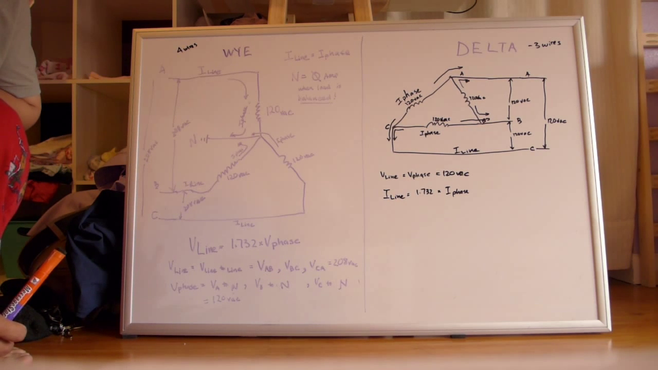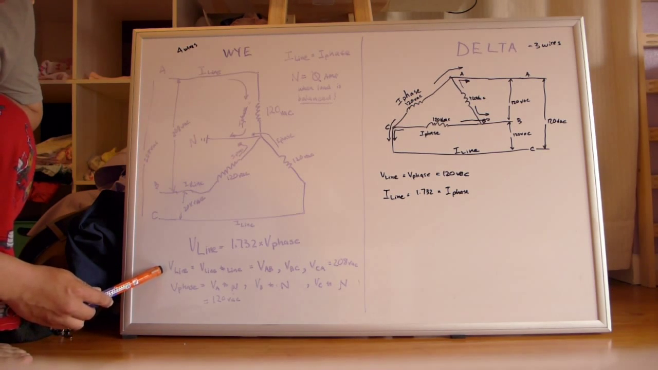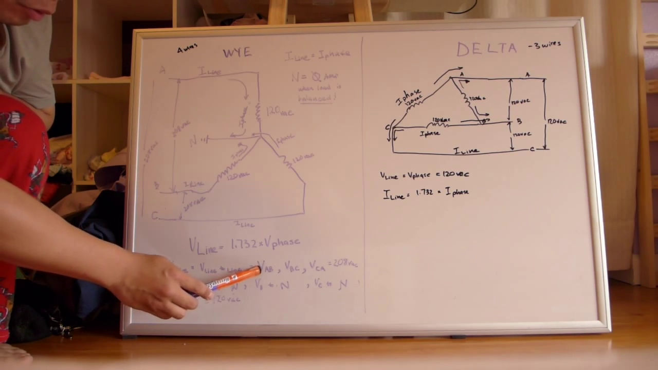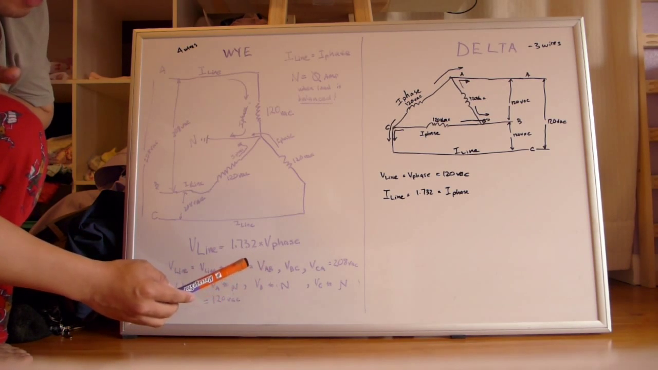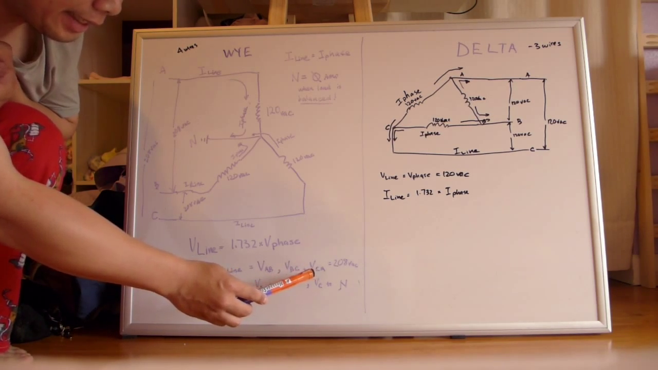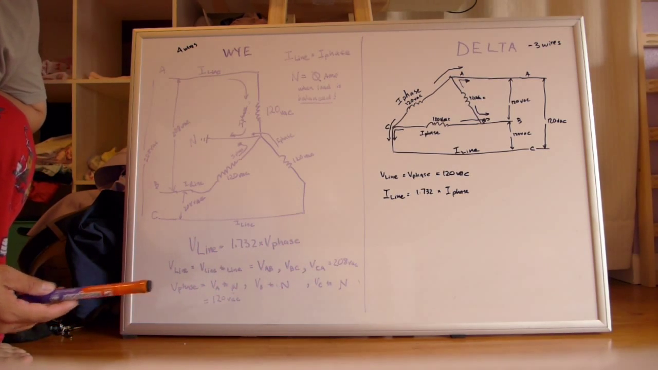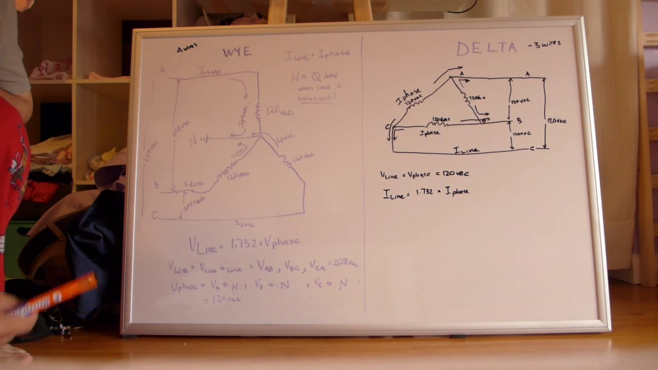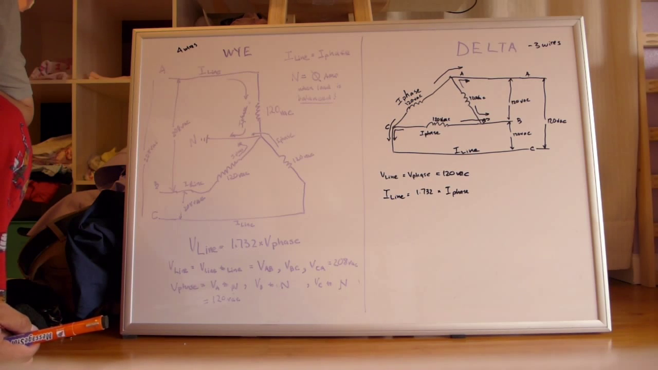So in order to understand this, you gotta know a couple of definitions. V line is equal to the line voltage, which you measure as VAB, VBC, or VCA. You could do it vice versa too. So let's talk about how many different ways you could measure the Y configuration.